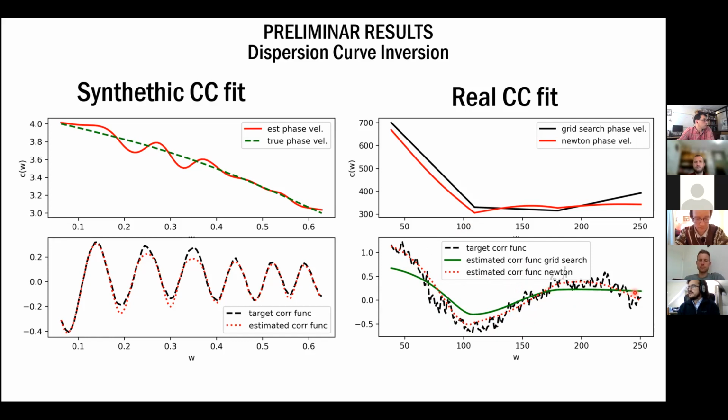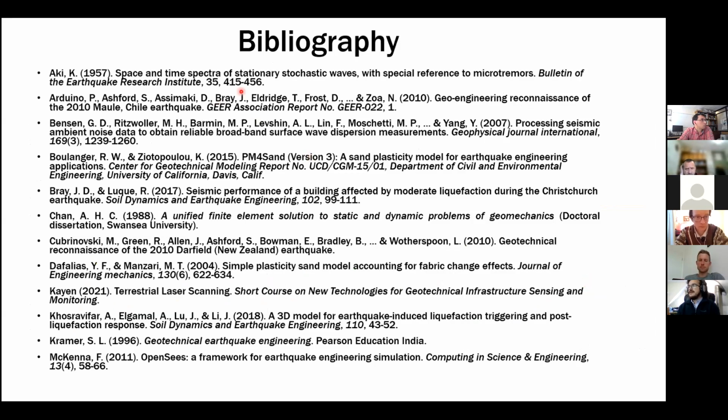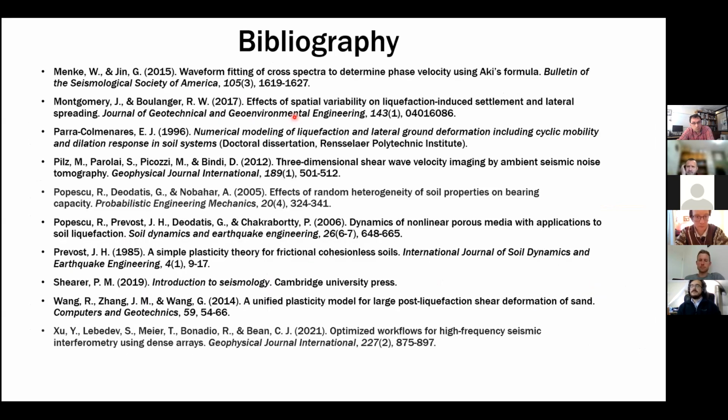This is our first step. We see that the fit is not that good, and we can also see the estimated correlation function from using the Newton method, which is more similar to the target correlation function. So yeah. Here we can see the bibliography, and this was my presentation, and thank you very much.